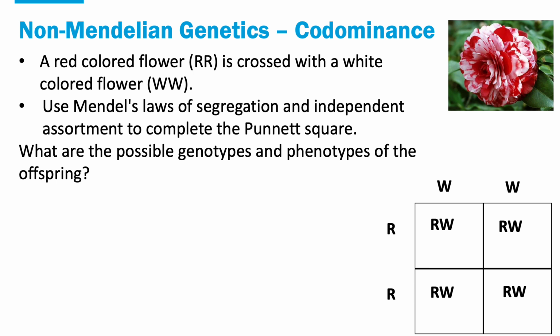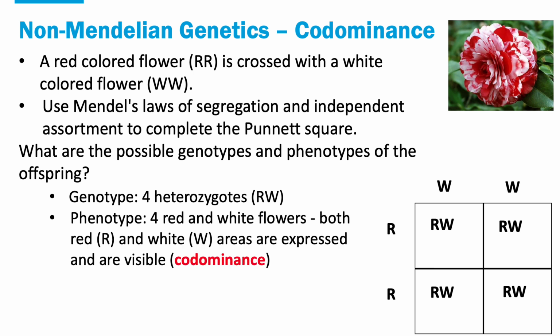So our genotype for all 4 is heterozygous, RW. Remember, genotype are the genes. And then the phenotype is physically, what are we seeing? We are seeing that all 4 are red and white flowers, okay, both red and white are going to be expressed together. Both are visible for us to see them as codominants.